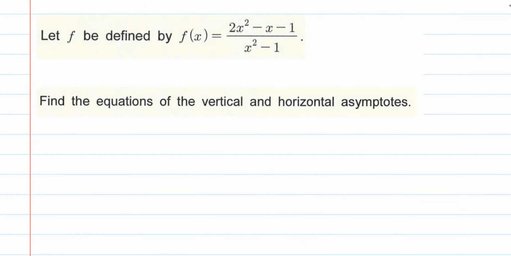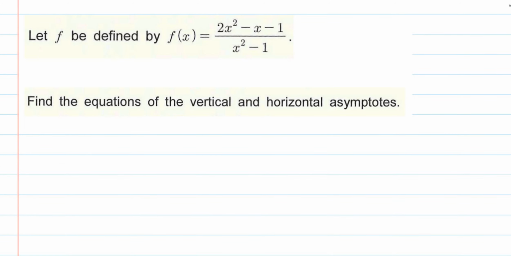And for the next question, same function, and now we need to find the equations of the vertical and horizontal asymptote. Okay, from the previous question, we already found the vertical asymptote, right? So that was, I believe, at x equals negative 1.